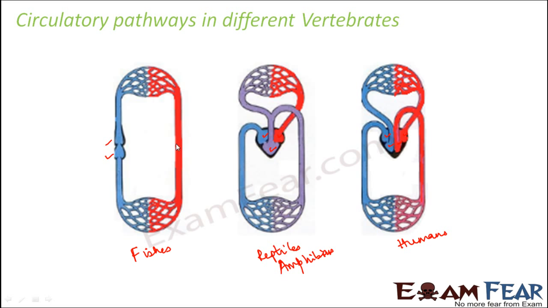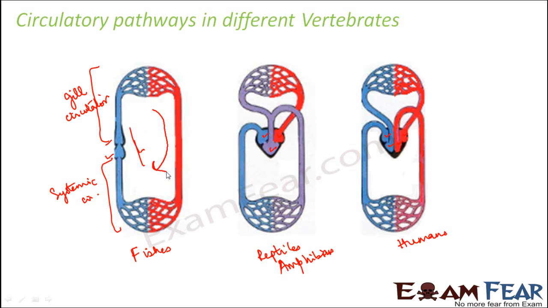So if you look at the fish, all of them have a closed circulatory system. So here if you see this portion, this is the deoxygenated blood. This is taken up by the gills. So this upper portion denotes the gill circulation. That is, the deoxygenated blood goes to the gills, and the oxygenated blood comes from the gills and goes to the different parts of the body. And this portion is the systemic circulation. So basically this is one single circulation here. In case of fishes, this is one single circulation where both gill circulation and systemic circulation take place.